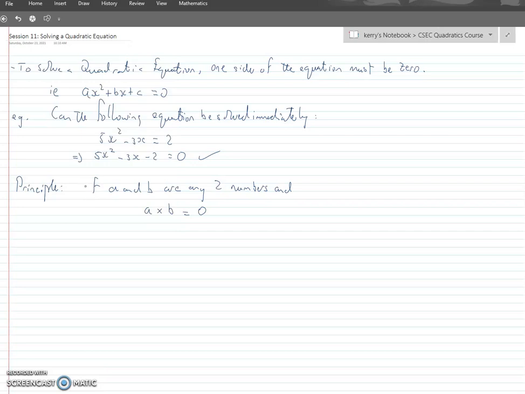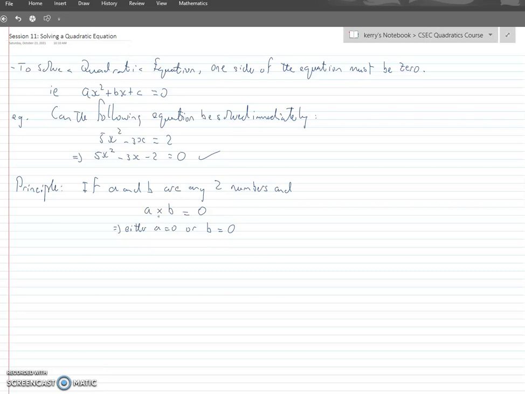Take 5 seconds, pause the video and take however long you want and think it through. How could a product of multiplying be equal to 0? If we think it through, it must be that at least one of these two numbers must be equal to 0. So what we say is that either A is equal to 0 or B is equal to 0.